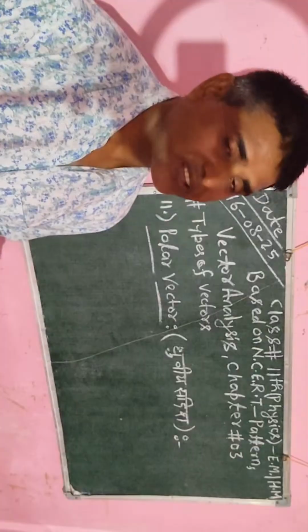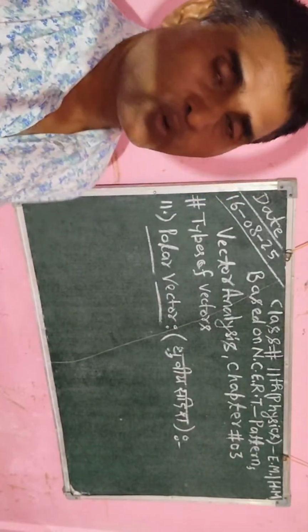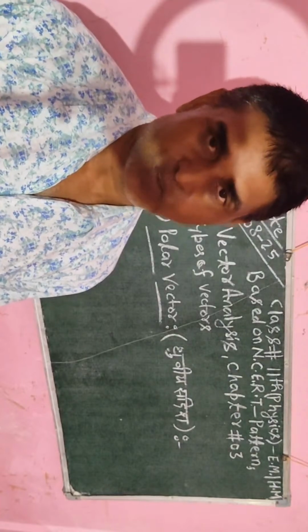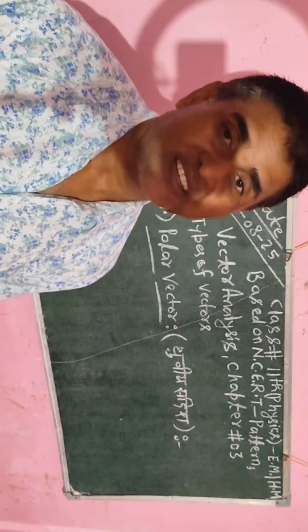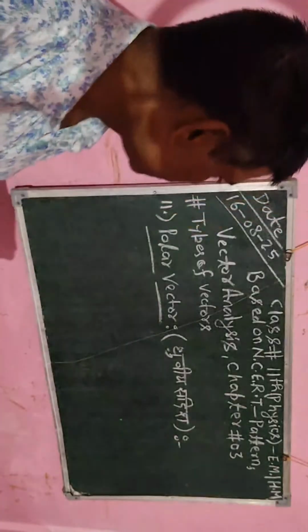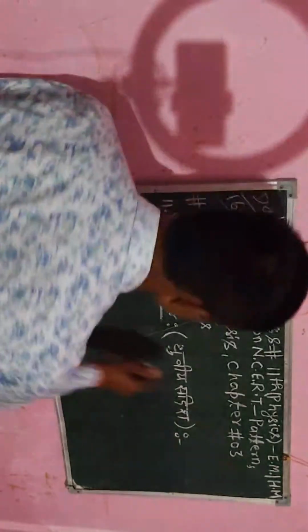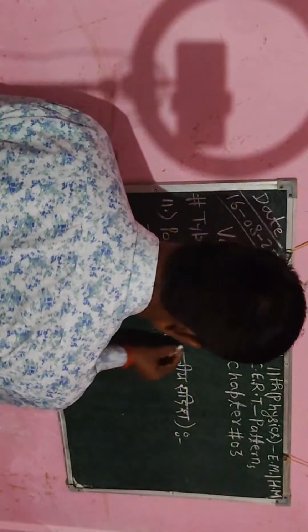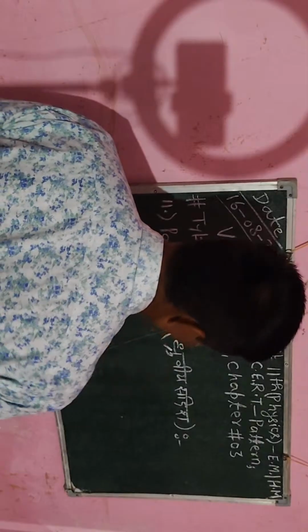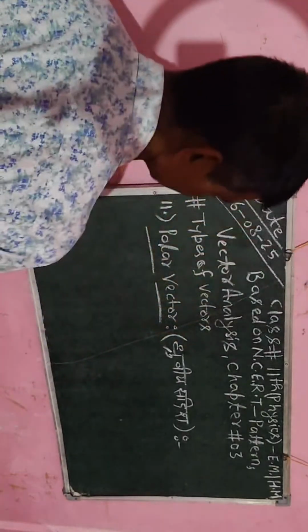In other words, we can say that if any vector we are taking, and that vector has the starting point but the ending point is not available, such type of vector is also called a polar vector. That concept is also written in Hindi as Dhruvi vector, Dhruvi Sadish.